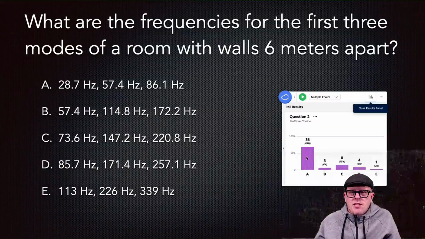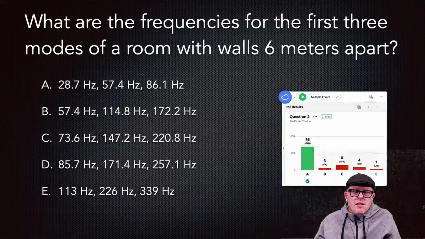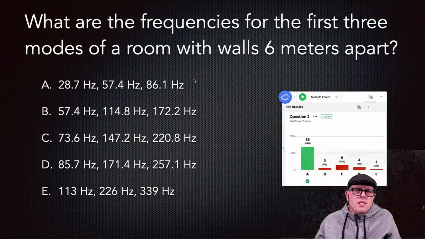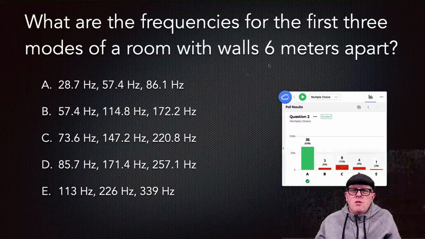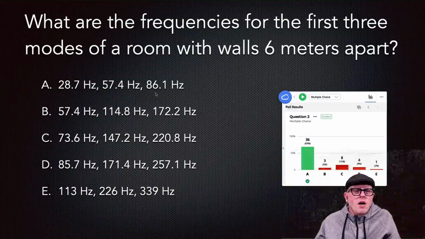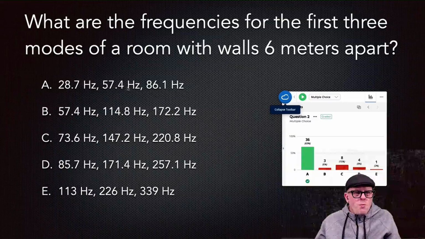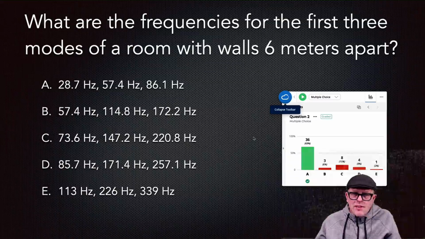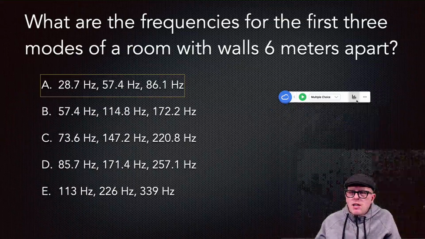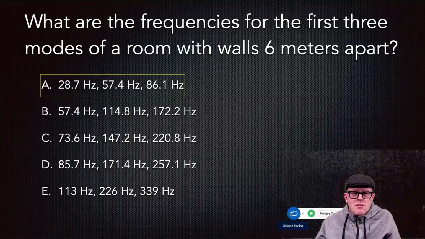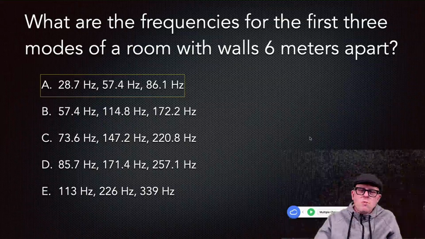I believe the answer is indeed A. So basically you do 344 divided by 2 times 6. So it's 344 divided by 12, which is 28. 28 hertz. That's pretty low. That's probably in the inaudible range, but it's getting there. All right, let's do one more.